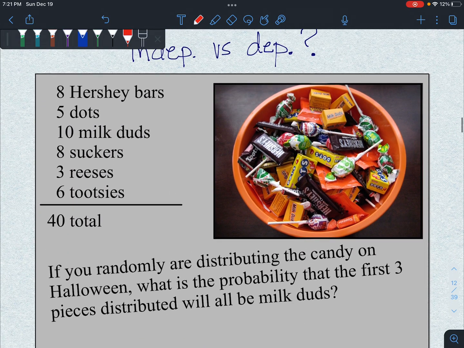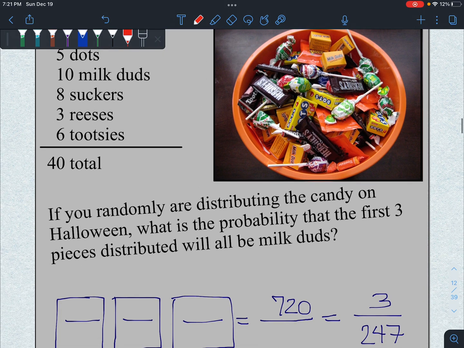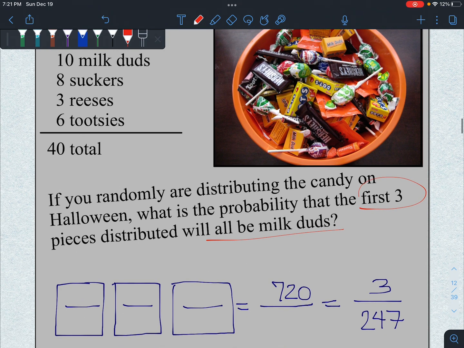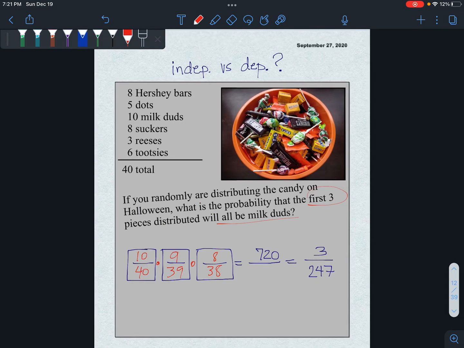And they'll have different types of problems. Sometimes they'll list them out and they'll say, you're grabbing the first 3 pieces. You want them all to be milk duds. So again, you go through the first pile and it's like 10 out of 40. And then the next one would be 1 less, and there's 1 less in the pile. And again, don't forget, we're going to multiply these. And so that's how you do these problems.